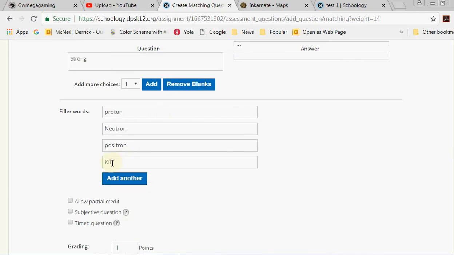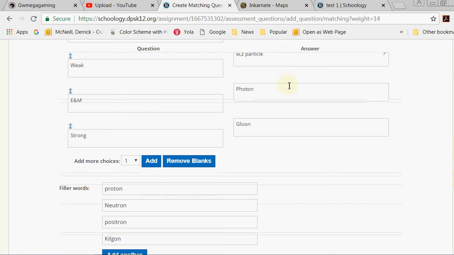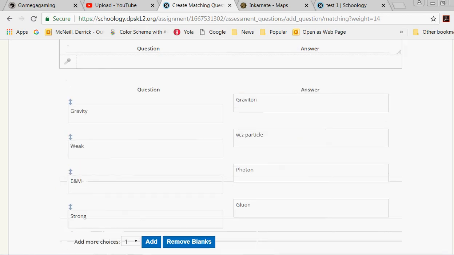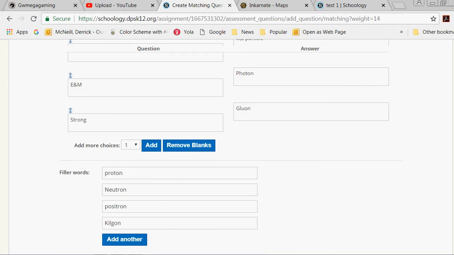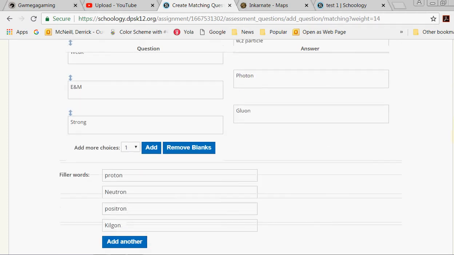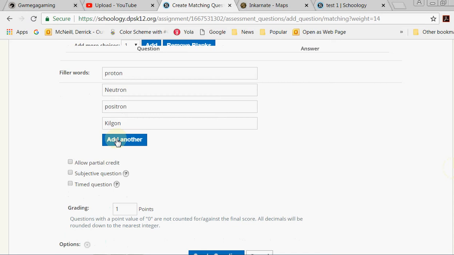Let's bring in a Klingon. I think it's just, there we go. All of these are going to be potential answers. So they will have them as potential answers, and obviously if you connect a proton to gravity, it's going to give you the wrong answer. It's going to say you got it wrong. But anyway, that just gives you a chance to make the test just a little bit tougher.